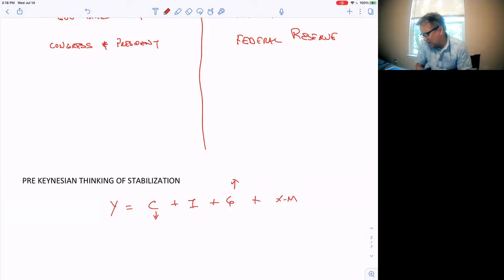Now, Keynes wasn't the only one who thought that, oh no, it would do something. It would stimulate the economy. But he was the only one that really put it into a nice theory, a model to explain just how it worked.